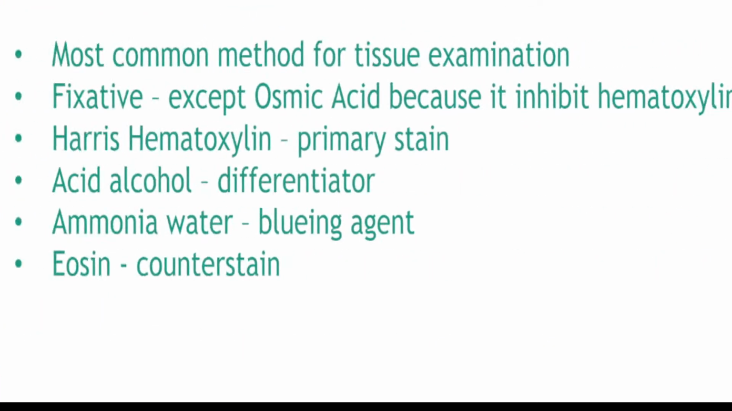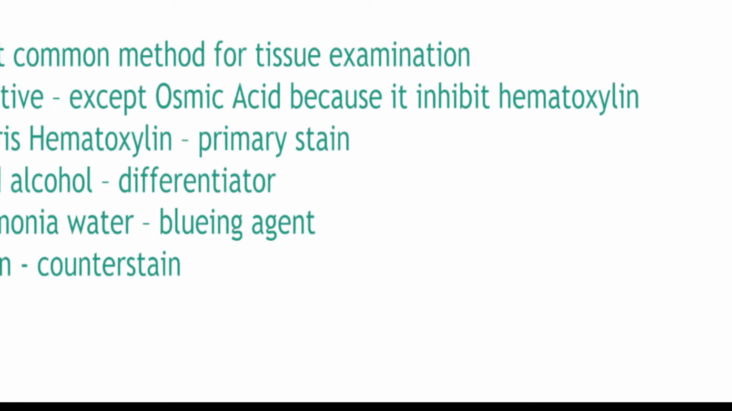Okay? Now, let's talk about H&E, which is the most common used technique for examination of tissue cells. You'll need to have a fixative that's not osmic acid as it inhibits hematoxylin. Okay? The technique consists of four components: Harris hematoxylin, which is the primary dye; acid alcohol, which is the differentiator; ammonia, which is the bluing agent; and eosin, which is the counter stain. Okay, clear?